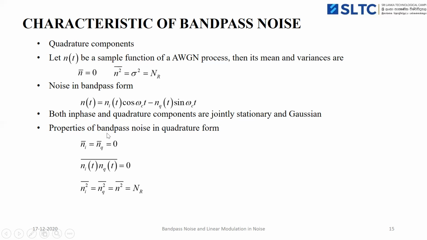The bandpass noise has several properties in quadrature form. The mean value of the in-phase and quadrature components equals 0, the cross product of the in-phase and quadrature components equals 0, and the mean square value of the in-phase and quadrature components equals n squared bar, which is equal to N_R, the received noise power.